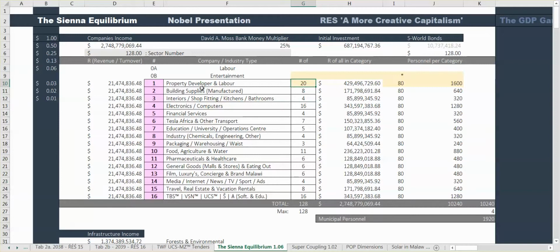Basically, roughly for each one of those companies, there'll be about 80 personnel, if that, and that's what $21 million is going to support. And so there we go, the actual personnel per category, 1,600 in property development and labour.